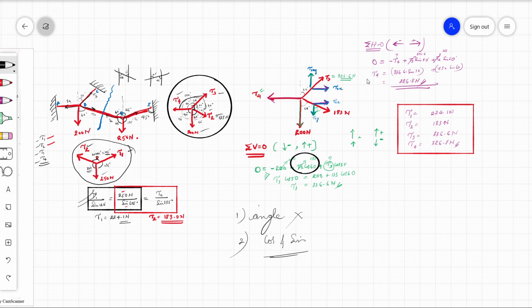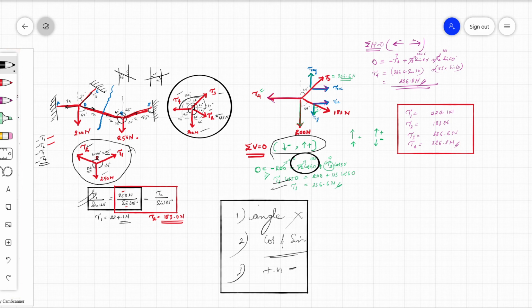Generally people don't make mistakes in the Lami's theorem. Generally people don't make mistakes in the calculation. They might make a mistake in taking the plus or minus values for the force. So if you are a little bit careful around these three, there will be almost no error in your calculations.